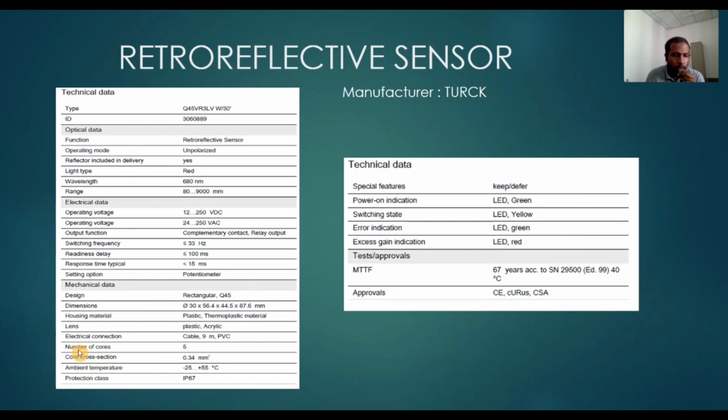The ambient temperature is negative 25 to plus 55 degrees Celsius. Protection class is IP67. The special features keep or differ. Power on indication is LED green. Switching state LED yellow. Error indication LED green. Excess gain indication LED red.